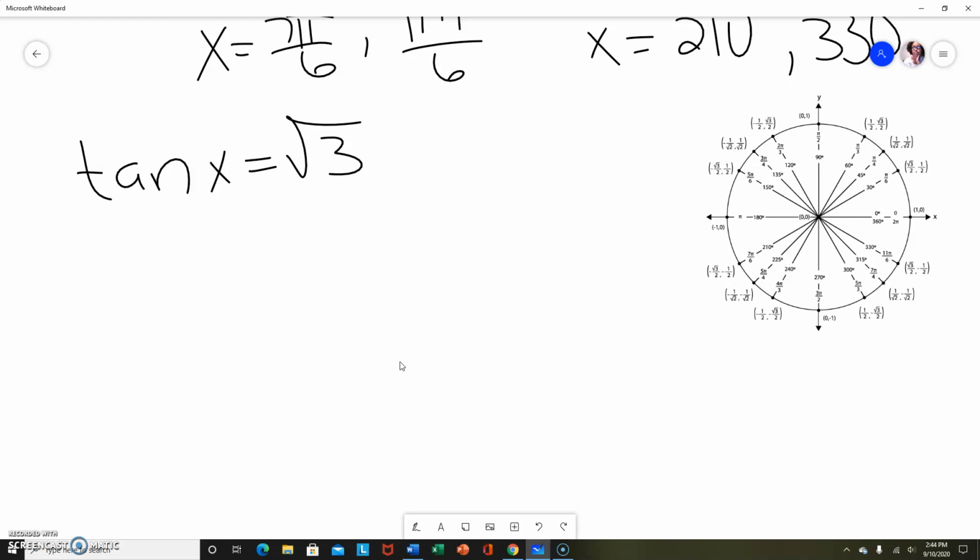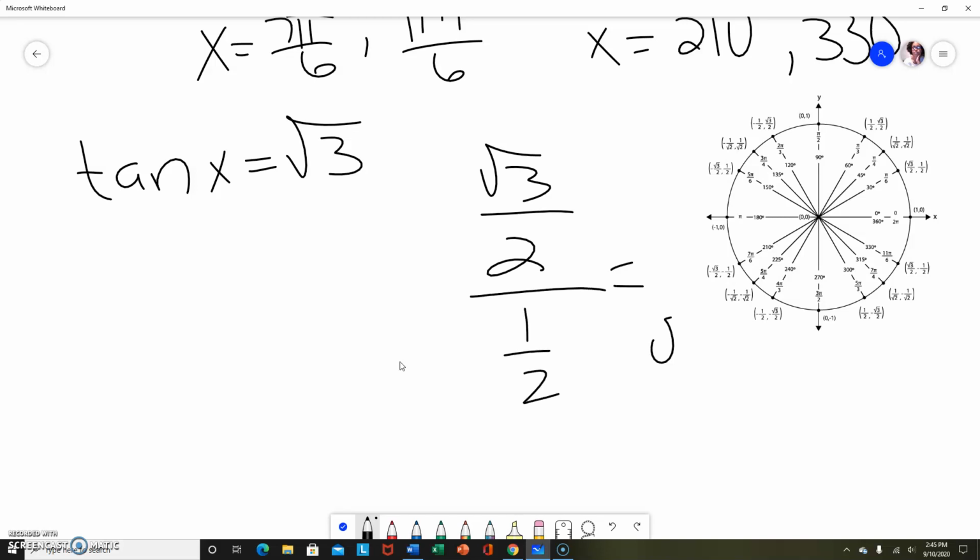And tangent is sine over cosine. And so I already know, but if you don't know, then you would have to calculate it. So I am going to go ahead and give us a little heads up. It's at pi over 3. So pi over 3, if I look at it, I get root 3 over 2 divided by 1/2, which equals root 3. So x is equal to pi over 3.